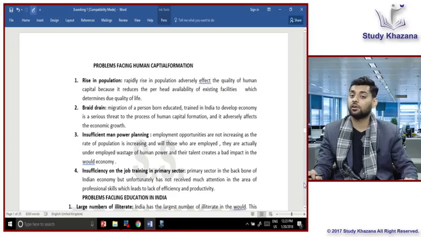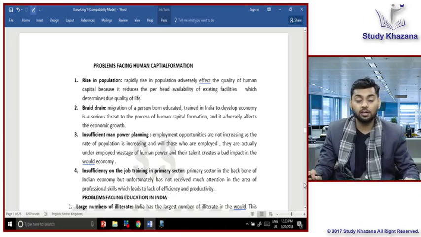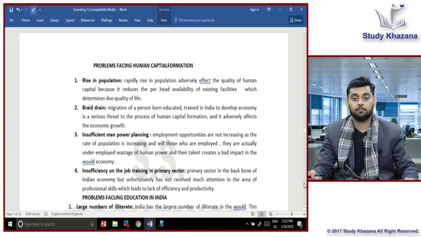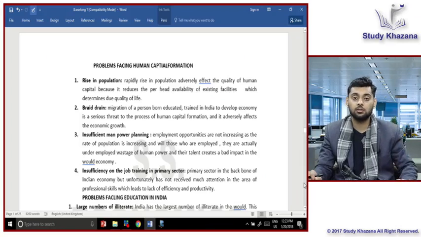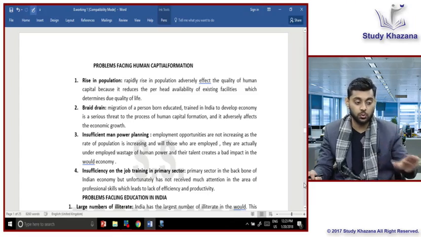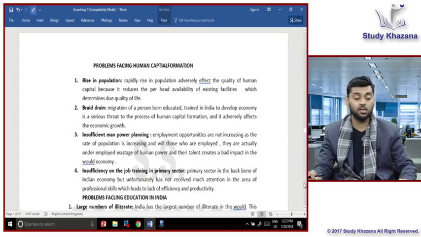We should not forget that there is one more economy more populated than us. India is the second largest populated country in the world, so there is someone with a larger population than us, that is China. In China, poverty is very low, but in India, it's really very high.